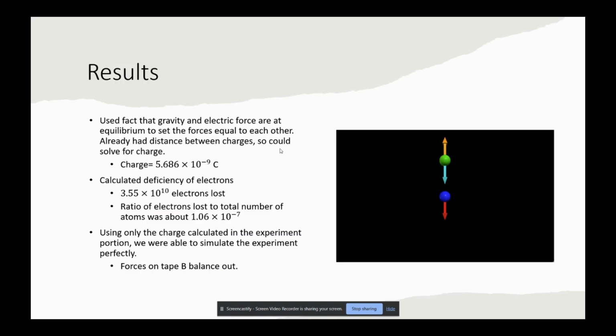I used the fact that gravity and the electric force are in equilibrium to set the forces equal to each other. I already had the distance between the charges, so I could solve for charge. I got that the charge is equal to 5.686 times 10 to the negative 9 coulombs.